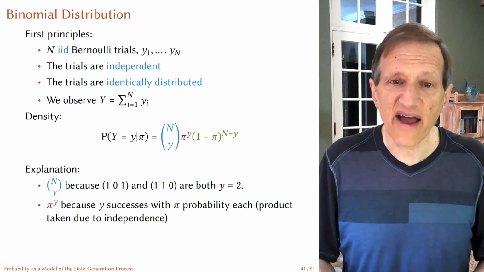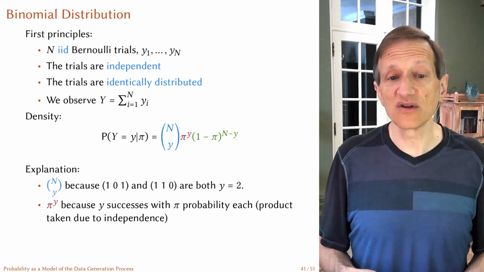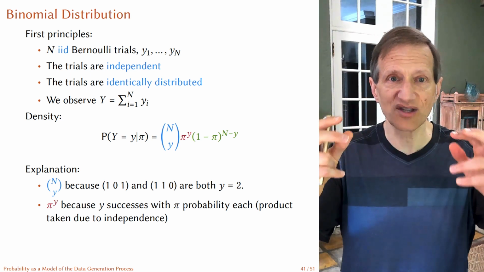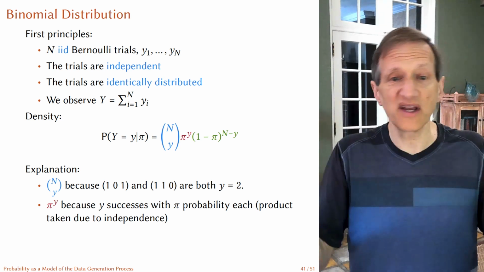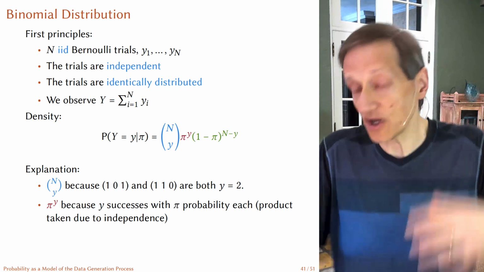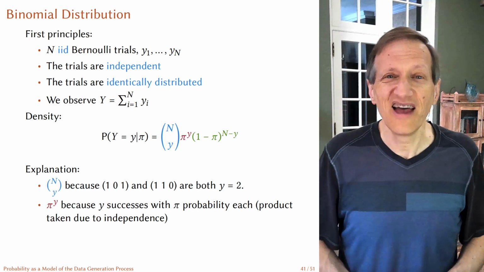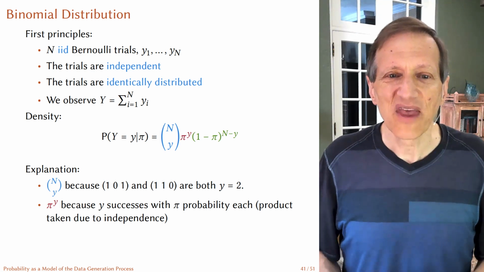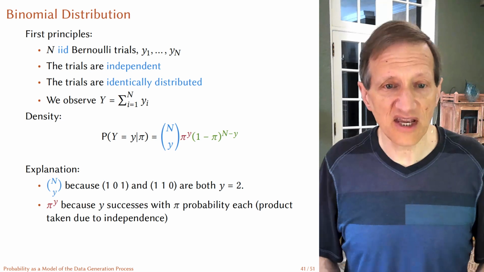Pi to the y, that's the red piece in the formula, is there because there are y successes. What's a success? Well, it could be electing a candidate of a particular party. It could be flipping a coin and getting a heads. It could be flipping a coin and getting a zero. We just have to call it something. In the literature, they usually call it a success. So it's y successes with pi probability each.